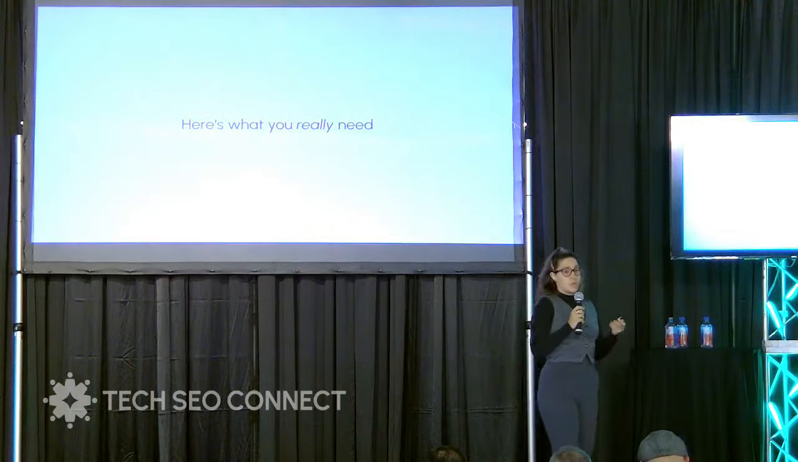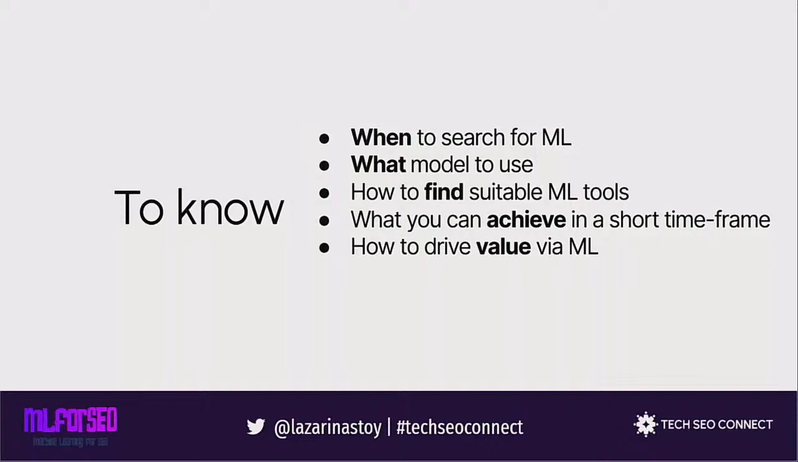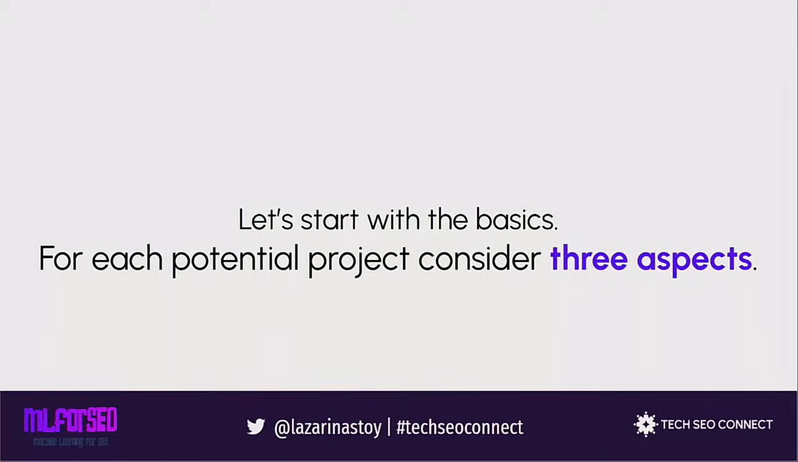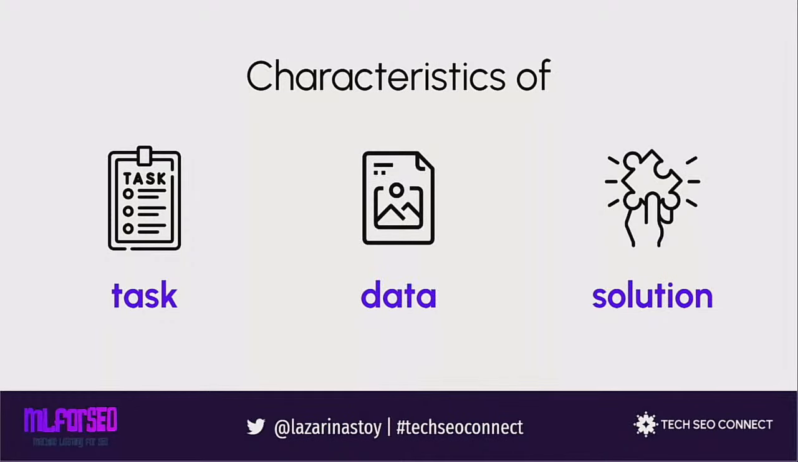So what you really need is to know when to search for machine learning models, how to actually implement it, what model to use, how to find the precise model that you need to use for the task, and what you can achieve in a very short amount of time to actually get value out of the work that you're doing. So let's start with the basics. For every project that you are working on, you need to think about three things: the characteristics of the tasks, the data, and the solution.